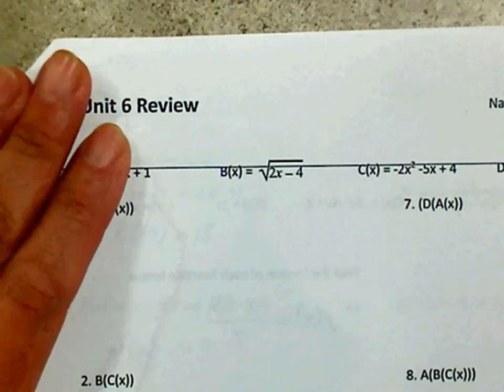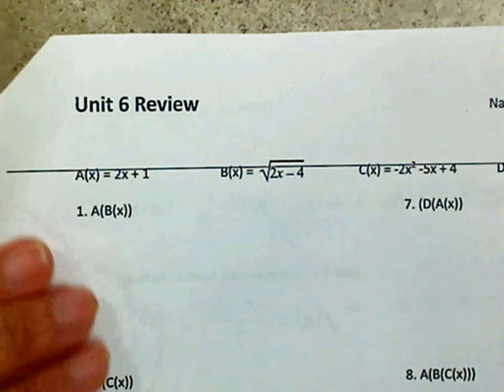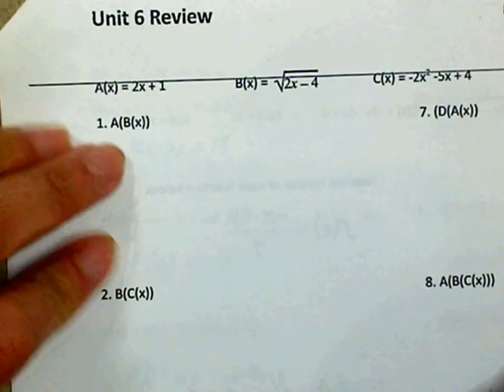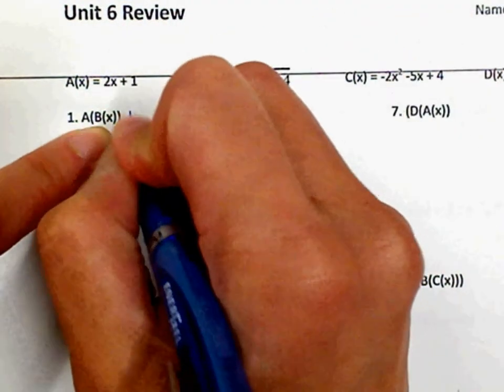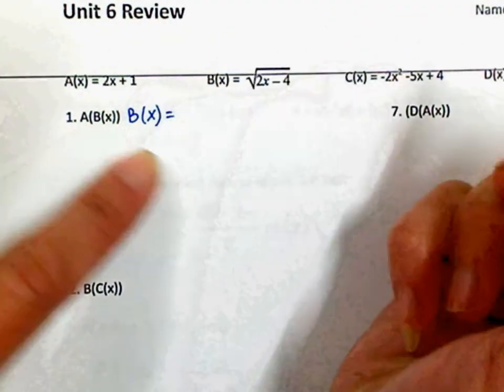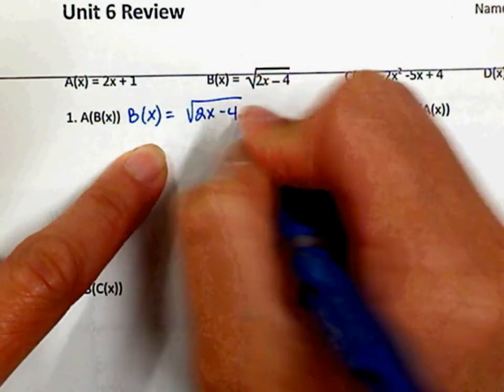Okay. I need to see the work. You can't just give me the answers only, so make sure you know how to do it. Okay? Alright, number 1. A of B of x. So I'm going to start off with my b of x. I need you to write that, so it's square root of 2x minus 4.